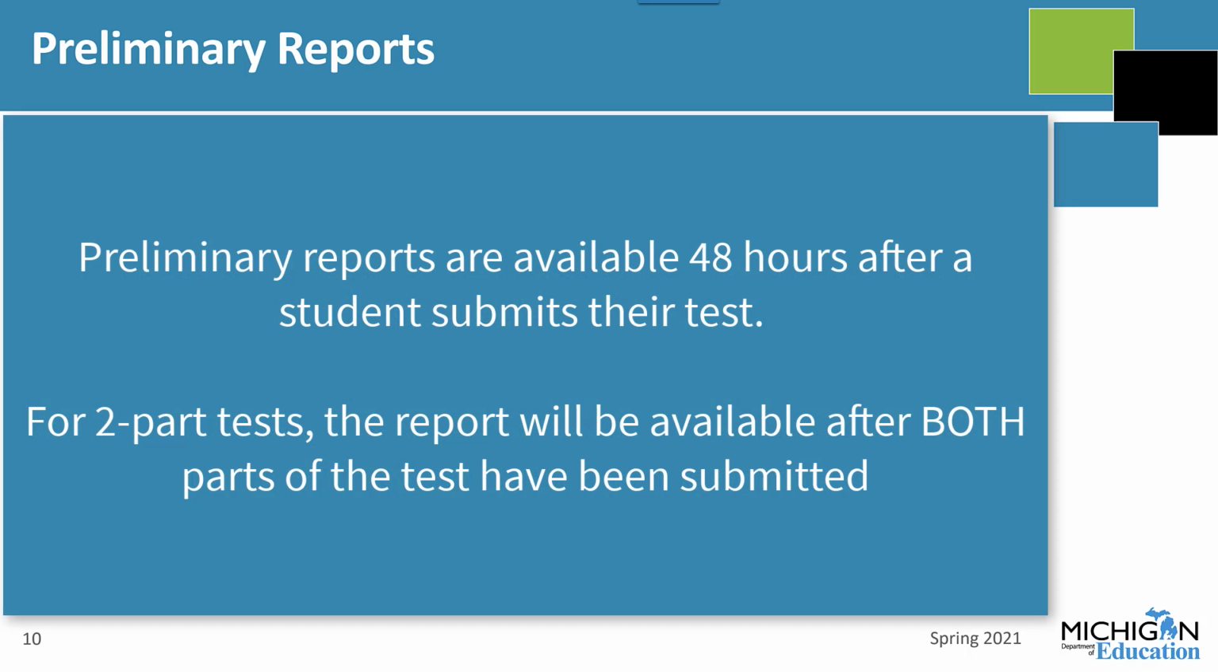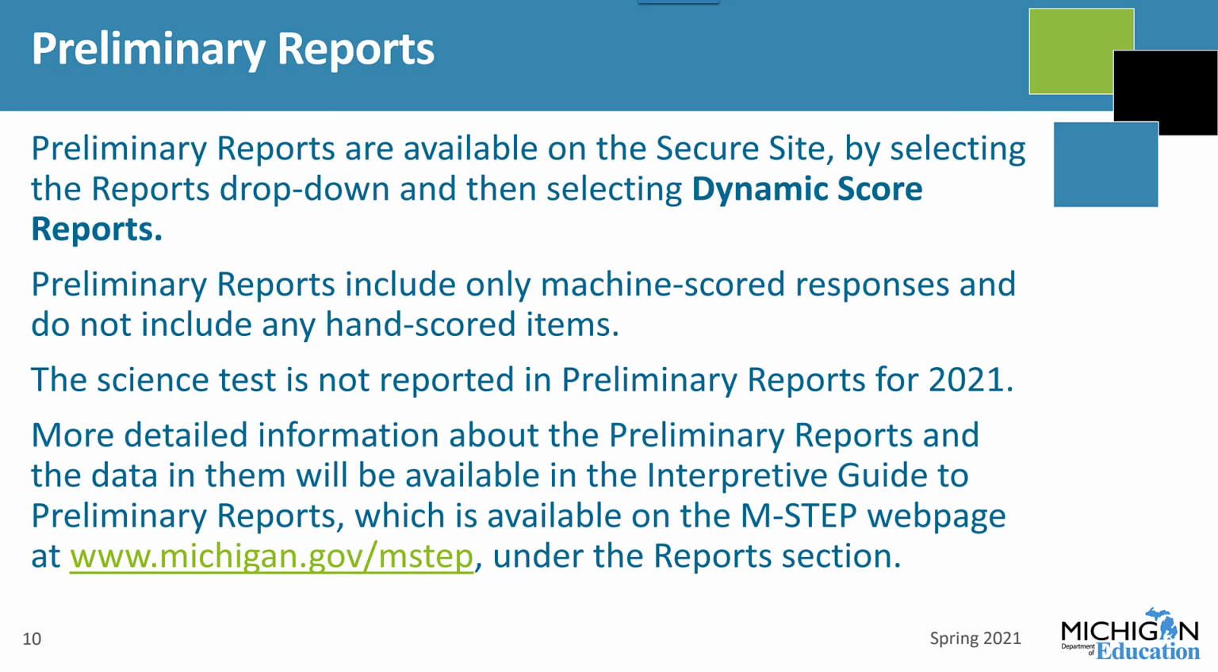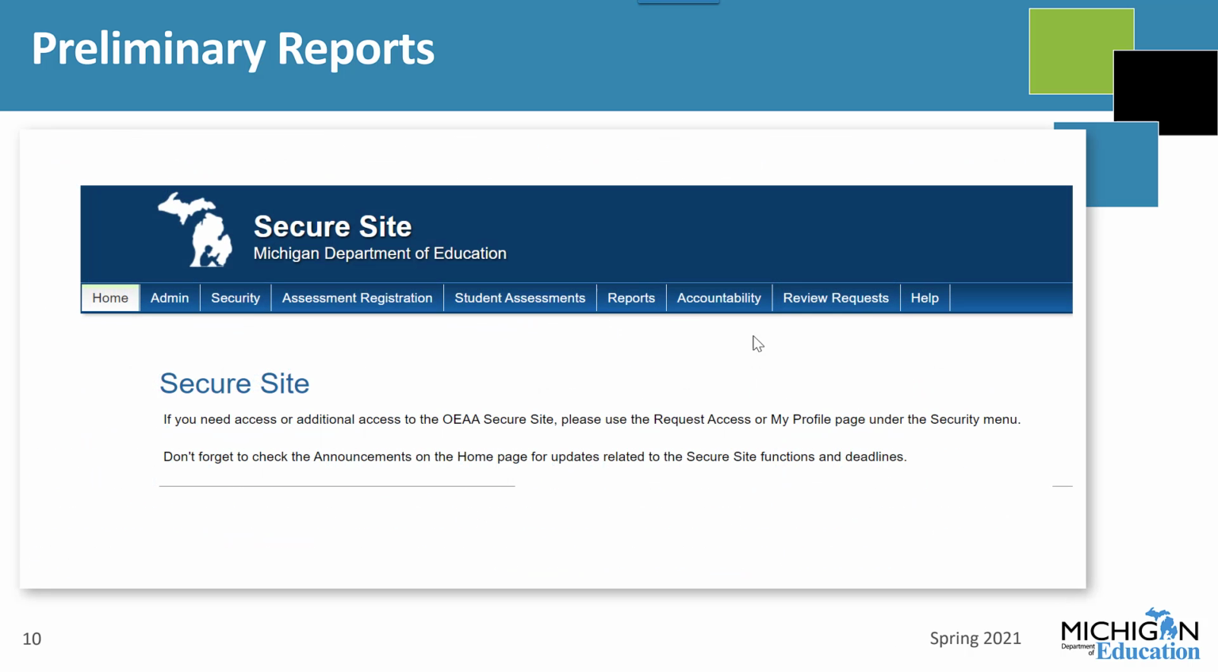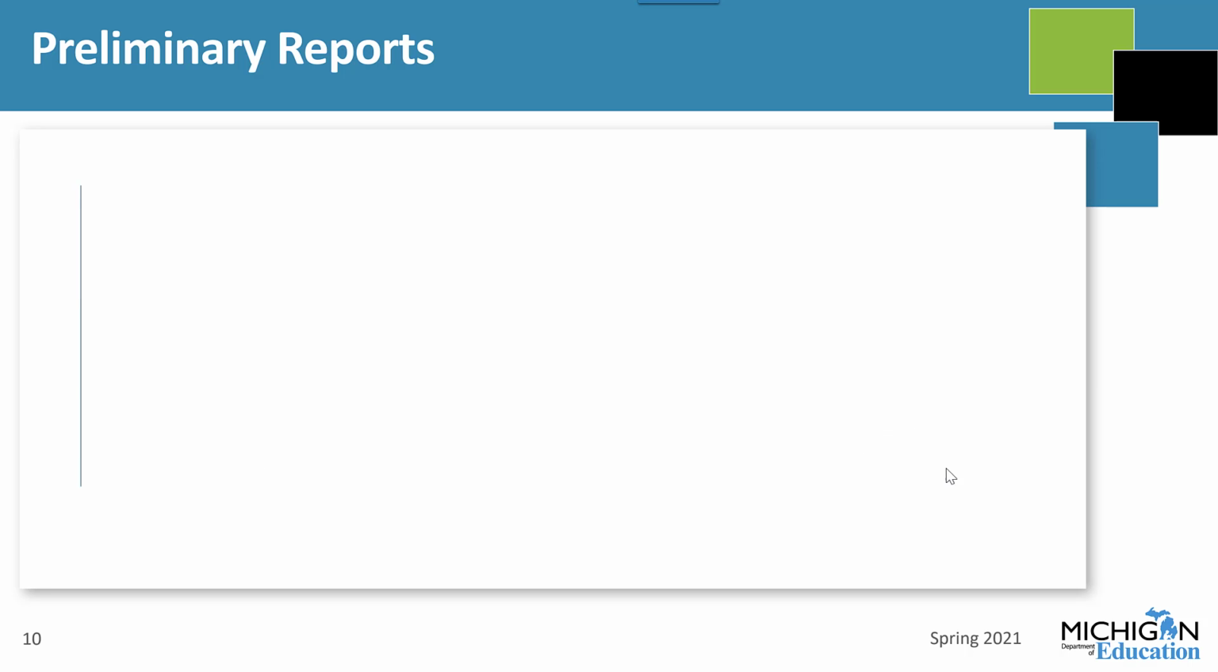The preliminary reports are available 48 hours after the student submits the test. For tests with 2 parts, the reports are available after both parts of the test are submitted. They remain available until the final reports are released. Preliminary reports are accessed through the secure site by selecting the Reports drop-down and then selecting Dynamic Score Reports.